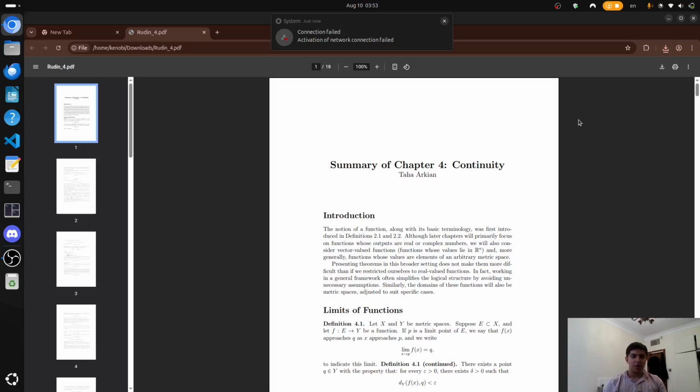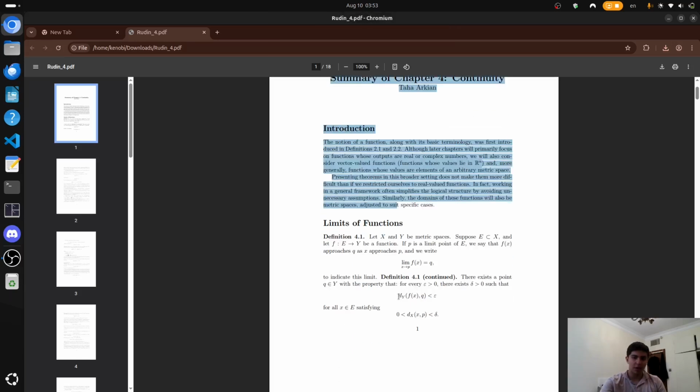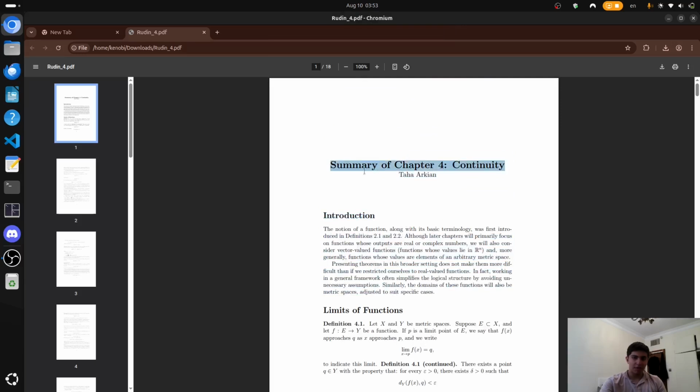Today we're going to discuss chapter 4, which is on continuity. I made the document myself, a summary of chapter 4, as you can see here, just to avoid issues with the owner of the book.